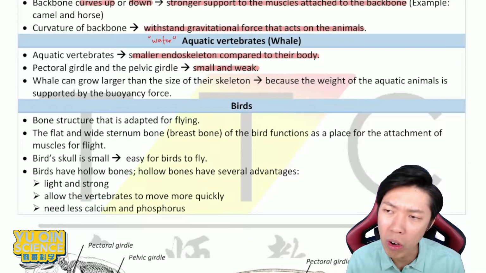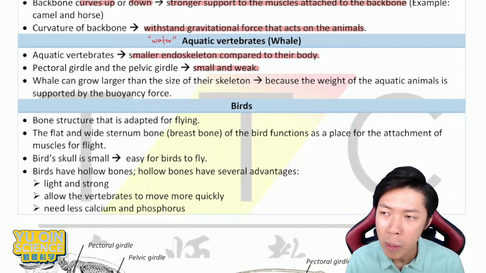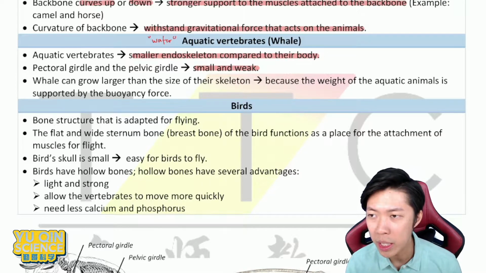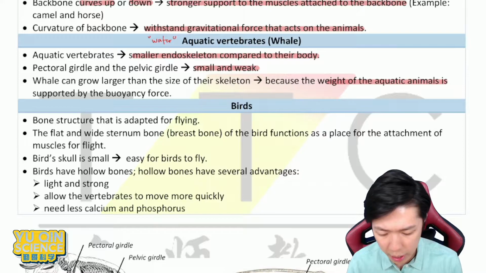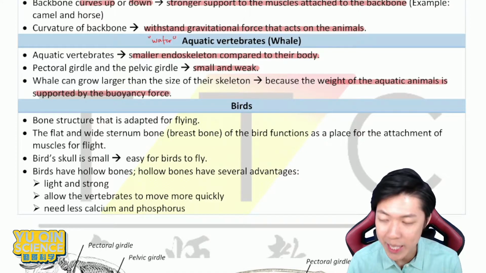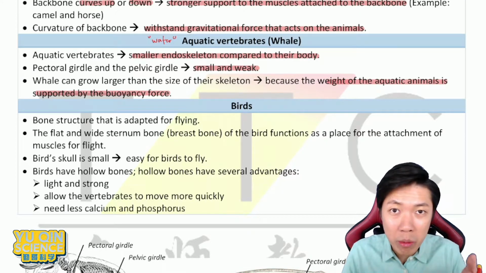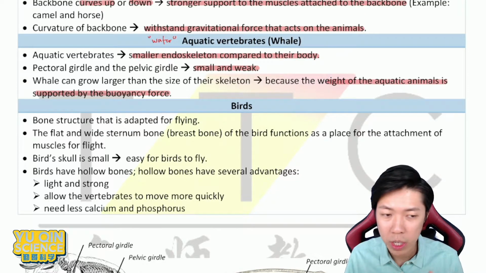Okay, so small and weak. Why? Then like that, how they cannot support their body? Because they live in water. Okay, hence their weight of their body are supported by buoyancy. Means water gives you buoyancy force, floats.